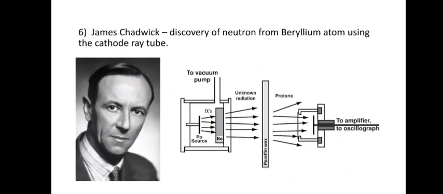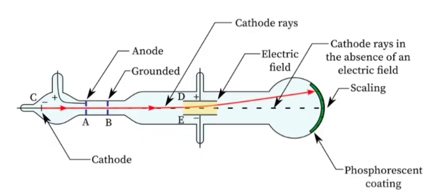We have the sixth, James Chadwick, discovery of neutron from beryllium atom using the cathode ray tube. So in this case, it's actually similar to J.J. Thomson's cathode ray tube, but the cathode ray doesn't move from where it is. So it actually stays in the middle. It doesn't go to the positive, it doesn't go to the negative, so it stays in the middle, which means it's not attracted to any of it. So it concludes that neutron is a non-charged particle.